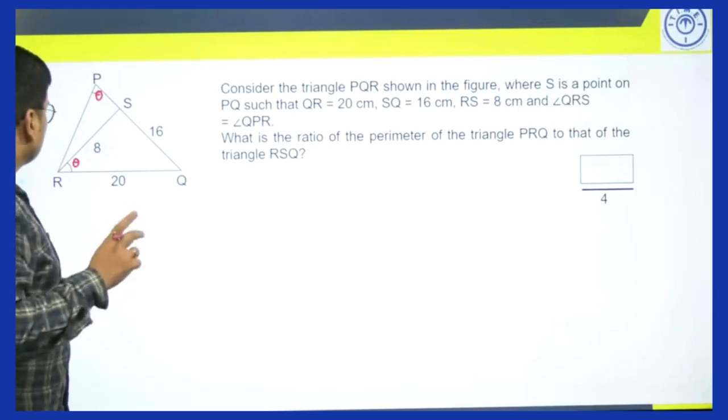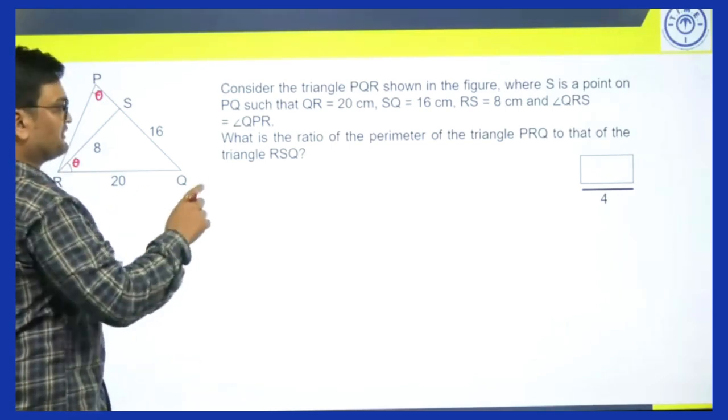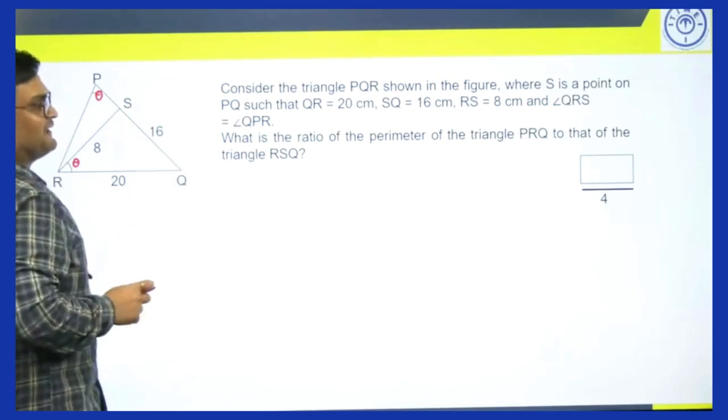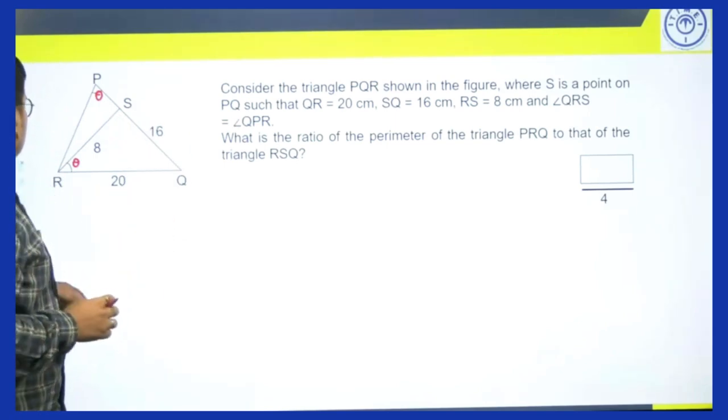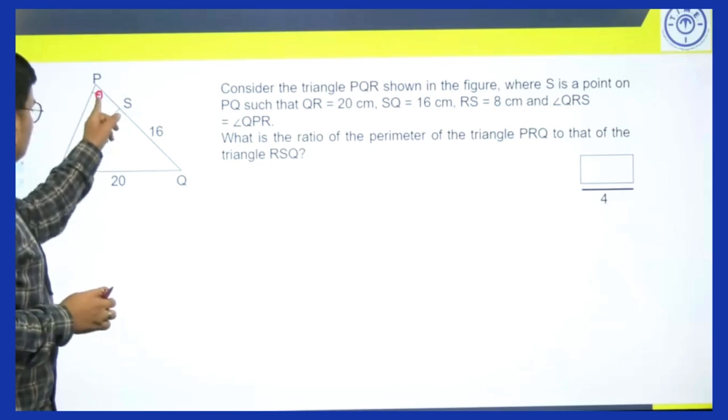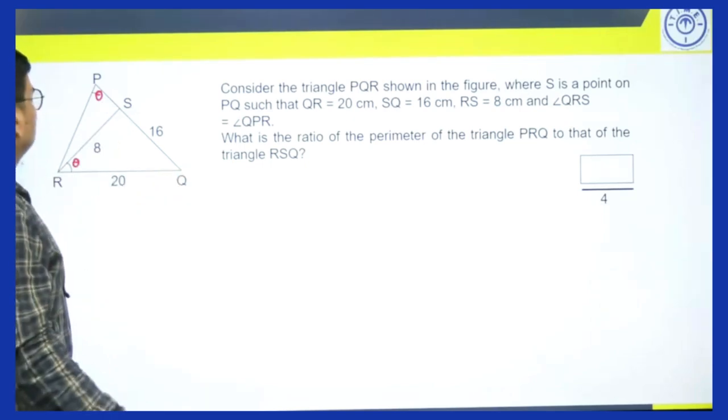So let's do one thing. What is he asking us? What is the ratio of perimeters of the triangle PRQ to that of RSQ? PRQ is the larger one, RSQ the smaller one. What is the ratio of perimeters?